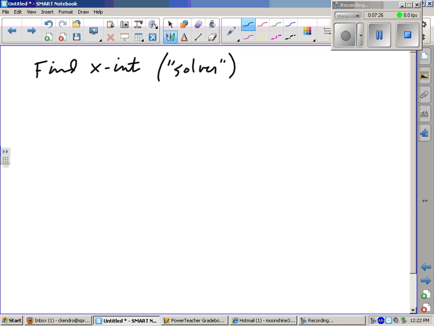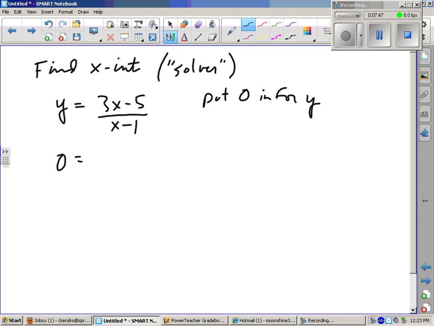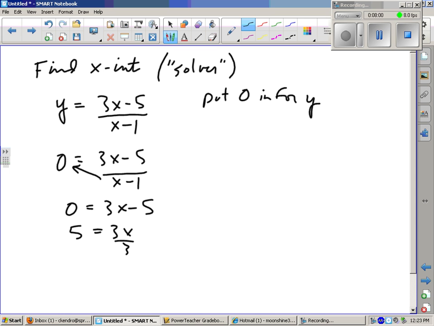But let's say you have y equals 3x minus 5 over x minus 1. Algebraically, to find the x-intercepts, you put 0 in for y and then solve for x. So let's put a 0 in. 0 equals 3x minus 5 over x minus 1. Now you can cross multiply. x minus 1 times 0 is still 0. And then bring the 5 over and divide by 3. So x equals 5/3.